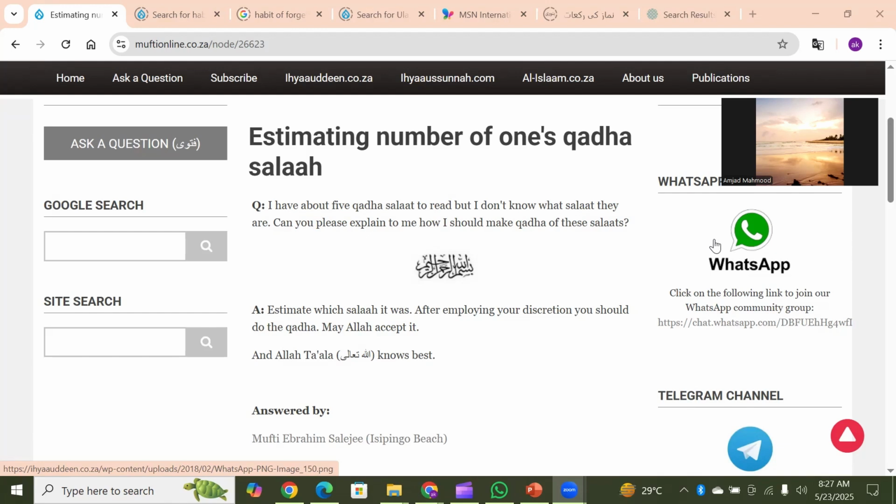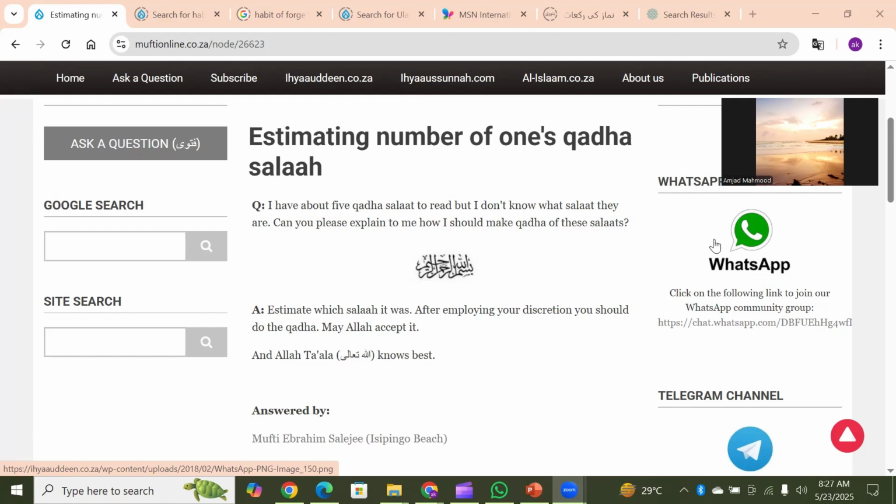So the answer is: estimate which salah it was, and after employing your discretion, you start doing the qada. May Allah accept it. And Allah Ta'ala knows best. So this was the great answer.